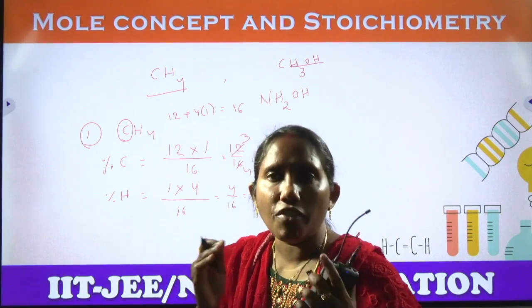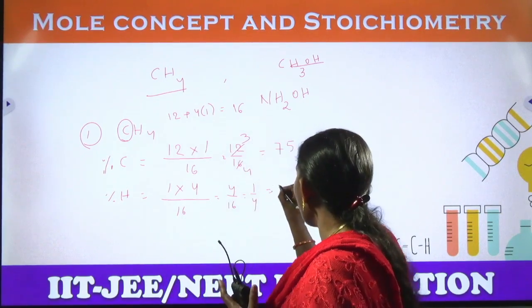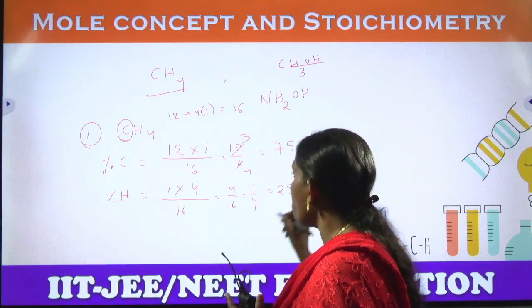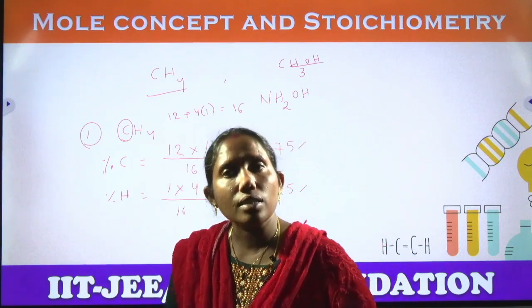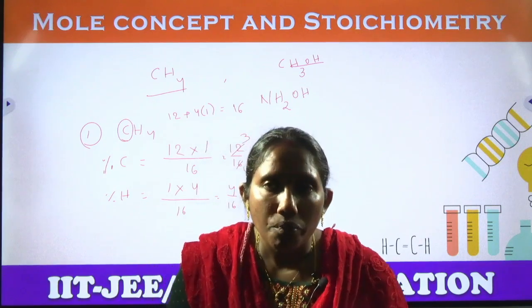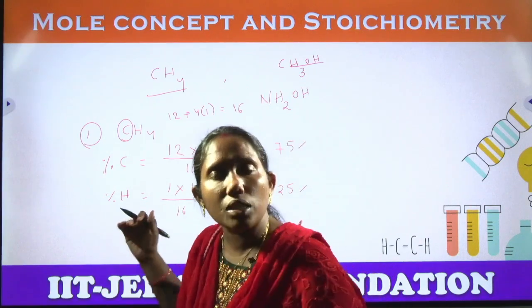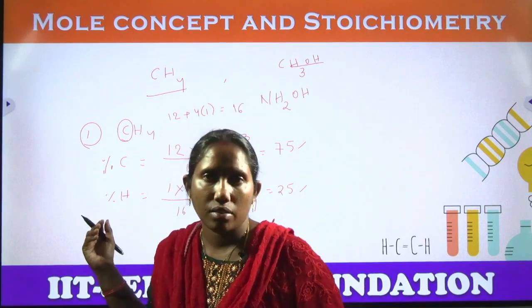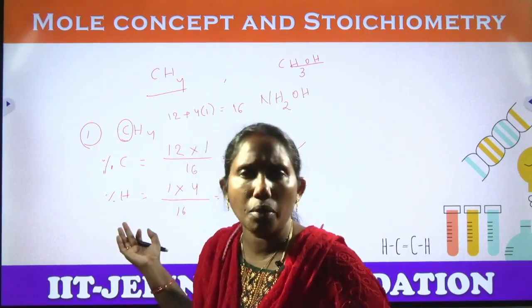Out of 100, 1/4 part is nothing but 25%. So if a CH4 molecule is considered, the percentage of carbon is 75% and the percentage of hydrogen is 25%. This is the mass percentage, or percentage mass, for the given molecule. You can calculate it for any molecule.